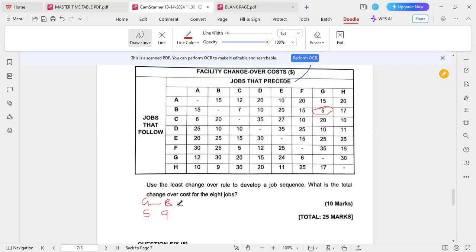Where do we go? H. Go to H here. The smallest cost in H is what? 10. So we go for C, which is 10 here. Then you go to C. The smallest cost in C is what? It is 5, which is F. You go to F, correct.